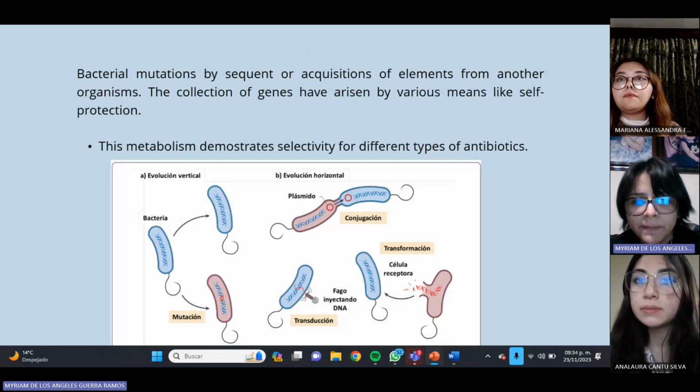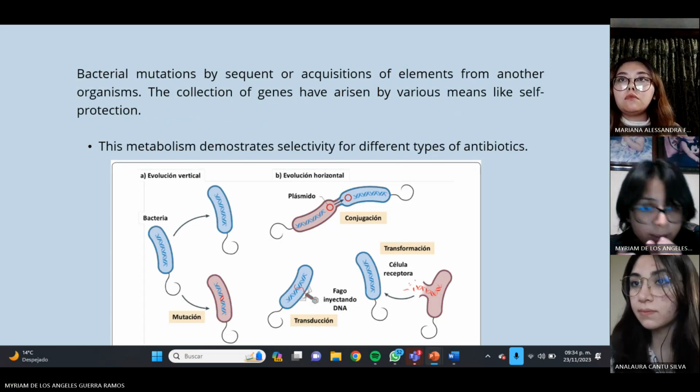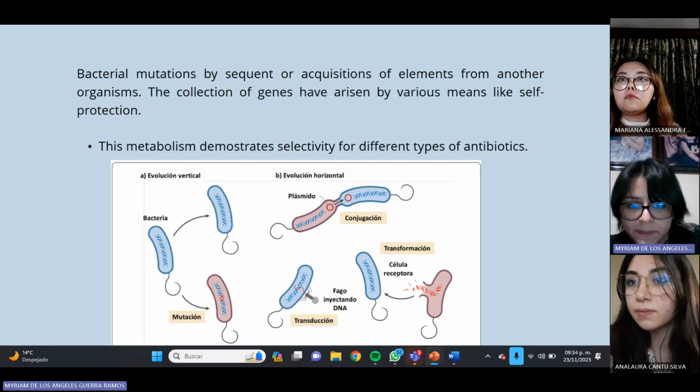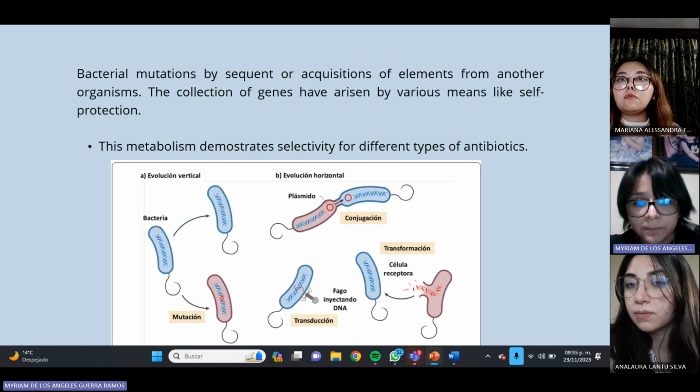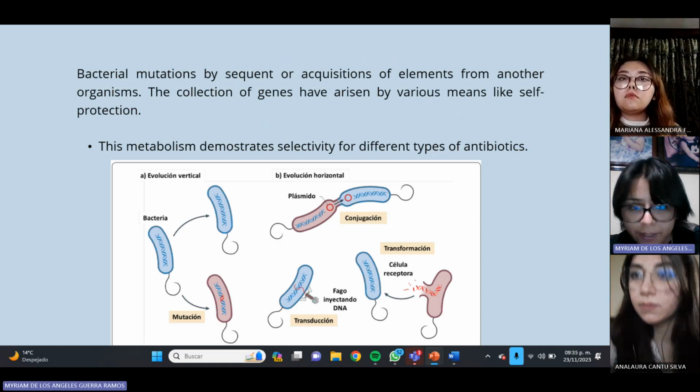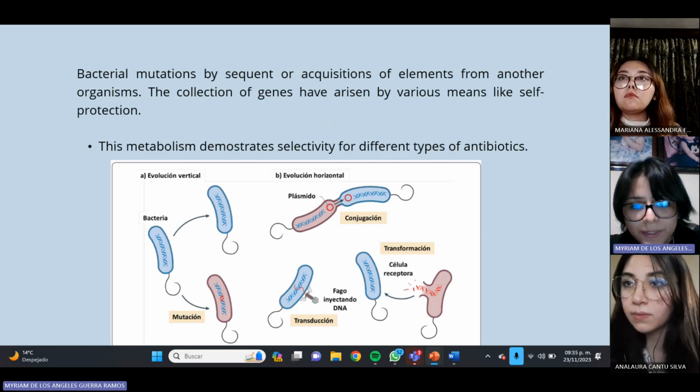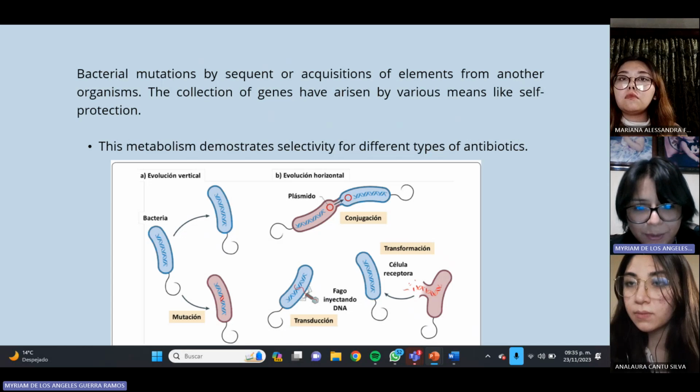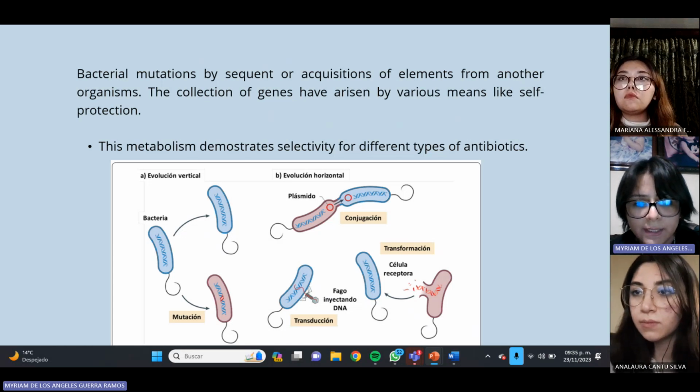Bacterial mutations can be retained by sequence or by acquisition of resistance elements from other organisms. The collection of all the resistance genes has arisen by various means, like self-protection, transport, and detoxification of chemical products. And that type of metabolism demonstrates the selectivity of different types of antibiotics. This process can contribute to the evolution and selection of resistance.